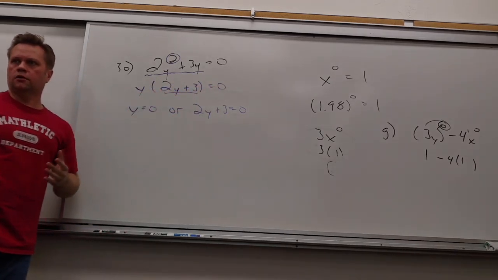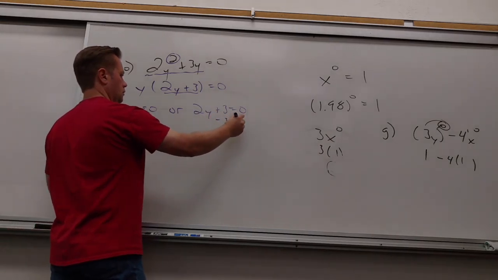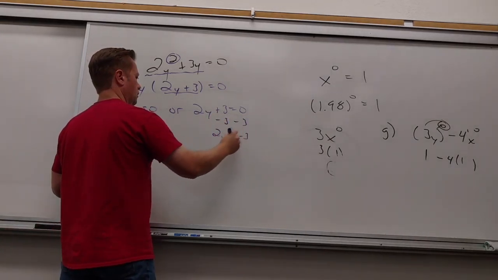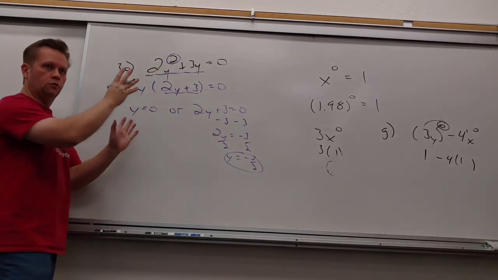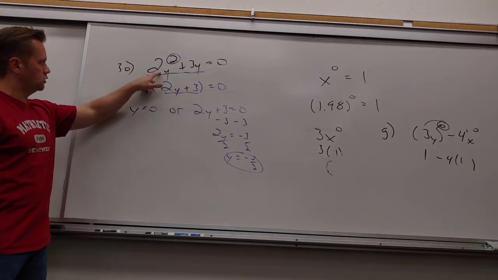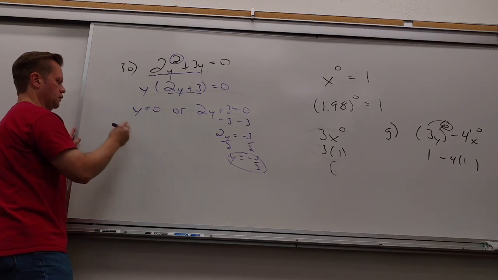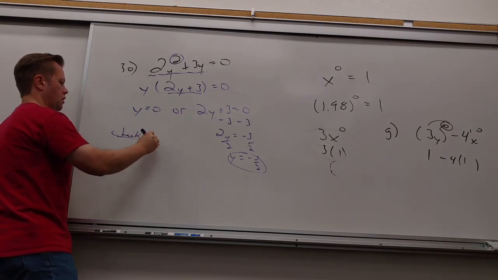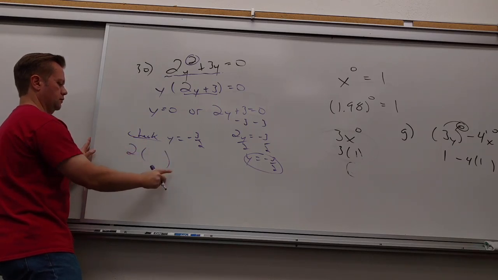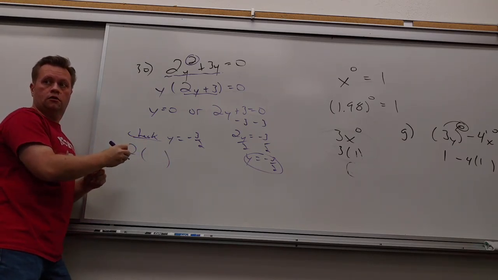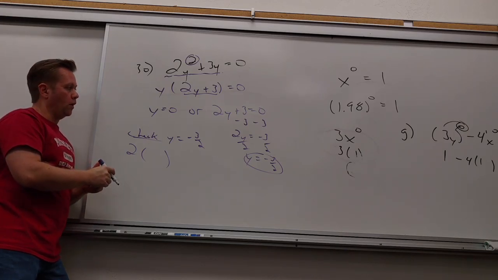It works. So let's check. If you check 0, that should work nicely. If y is 0, that's 2 times 0 plus 3 times 0, which is 0. Now if you try to check y equal to negative 3 halves, so it'll be 2 times... You use one of them to check, right? You didn't have to use both of them to check if it worked, did you?